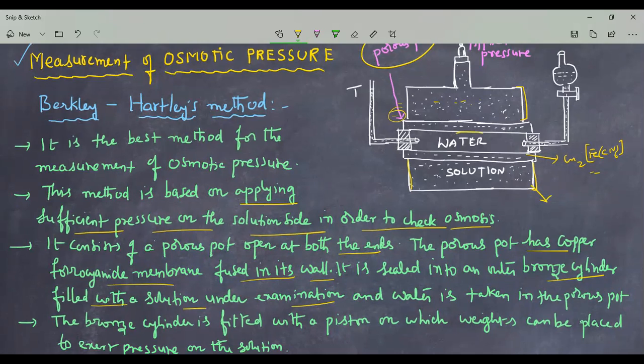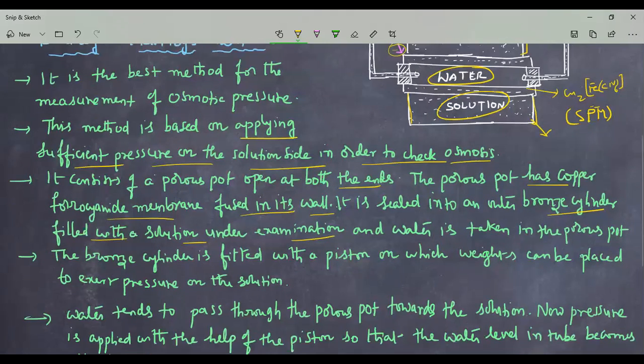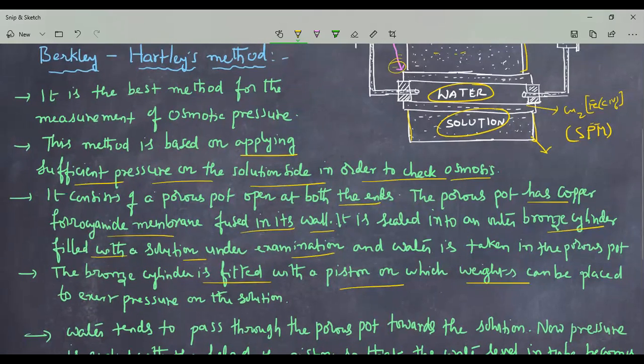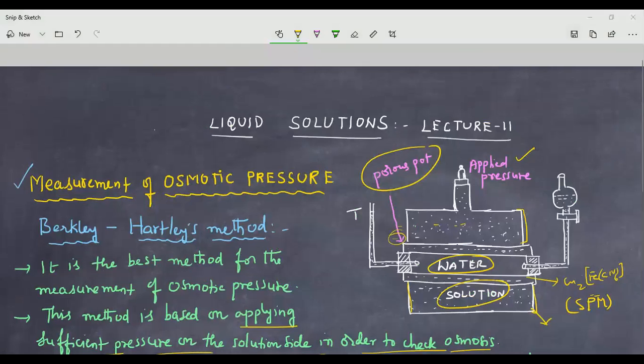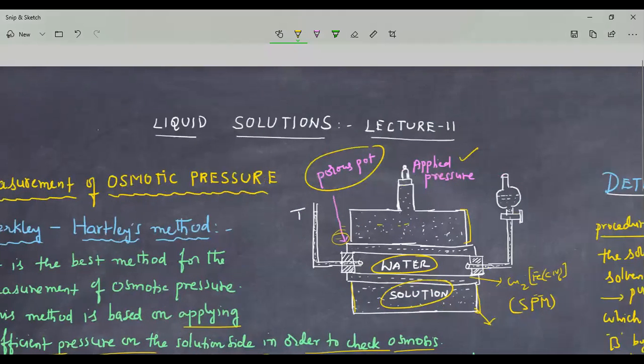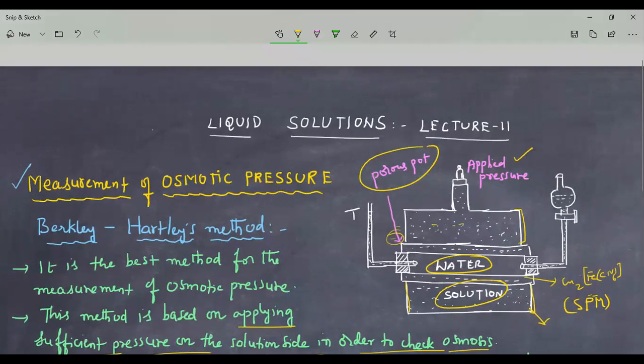So inside this porous pot we have water, and water and solution are now separated by the semi-permeable membrane copper ferrocyanide. And here we can understand one thing from this experiment, that the bronze cylinder is fitted with a piston on which weights can be placed to exert pressure on the solution. So this is the piston, you are observing. This is the piston here.